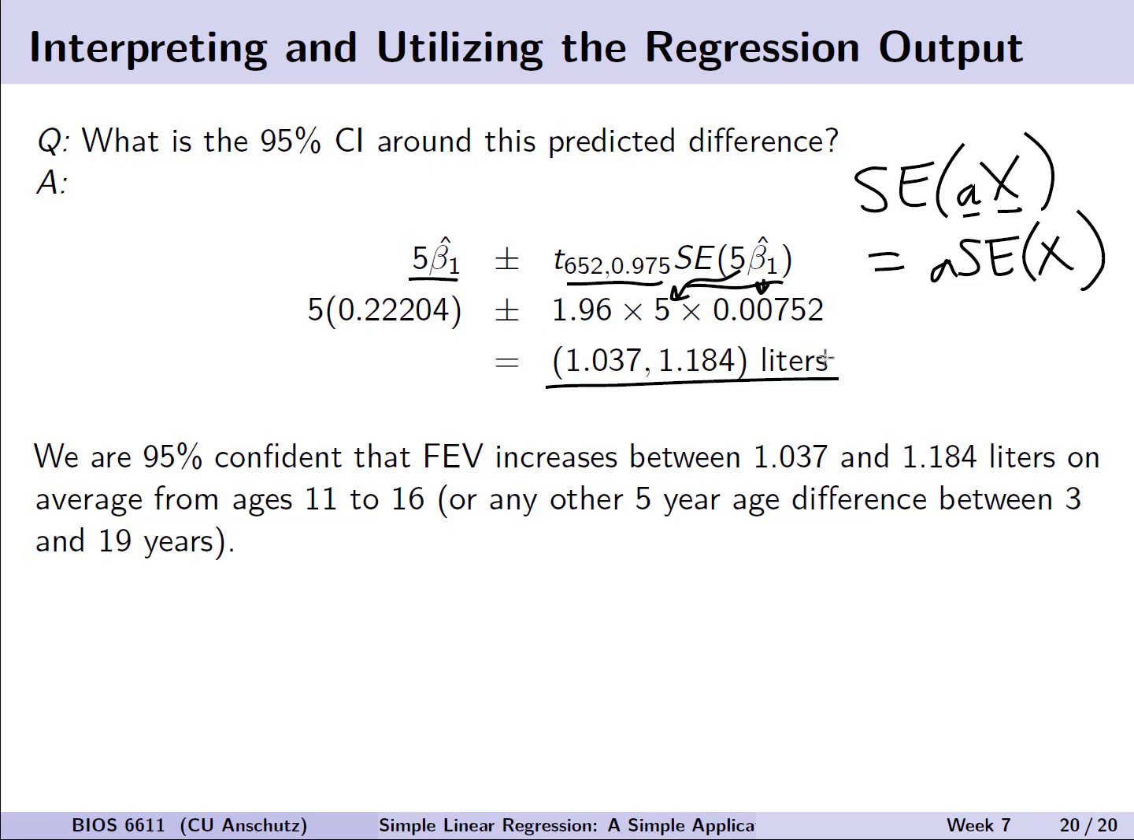Or, we didn't note this before, but for any actual 5-year age difference between the years of 3 and 19 that we included in our study or in our data set, because it is this linear relationship. So the difference from a 5 to 10-year-old is going to be identical to these calculations we've already done for an 11 to 16-year-old or a 12 to 17-year-old. And with that, we'll end this lecture set of an example of calculating and interpreting a simple linear regression model and calculating some of these confidence intervals and estimates for inference.